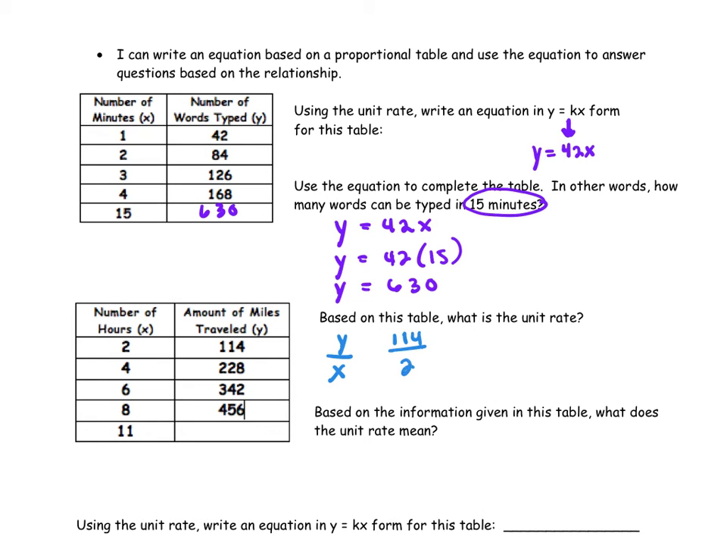I'm going to choose the first one. So based on this, what is the unit rate? If you had 57 after you divided 114 divided by 2, you are correct. Based on the information given in this table, what does this unit rate mean? This unit rate means 57 miles traveled, that's what y is talking about, per hour. And the x is talking about the number of hours. So now let's move on.